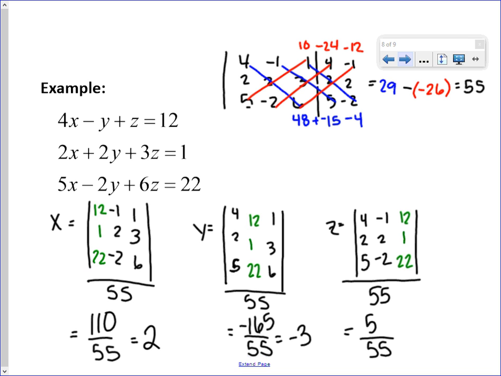Okay, so checking in with groups around the room. For x, that determinant comes out to be 110 divided by 55, which is 2. For y, you get negative 165 divided by 55, which is negative 3. And then for z, you get 55 divided by 55, so that is 1. So you could write your solution as an ordered triple, 2, negative 3, 1.